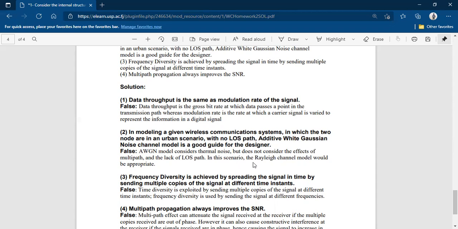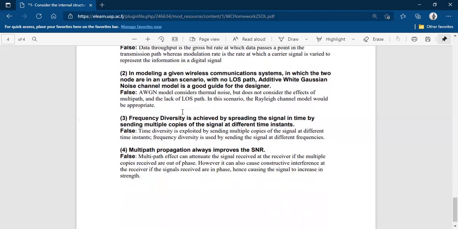So in this particular case, the Rayleigh channel model is going to be sufficient, right? So I want you guys to go over this additive white Gaussian noise and the Rayleigh channel model, right? So I want you to go over those two.